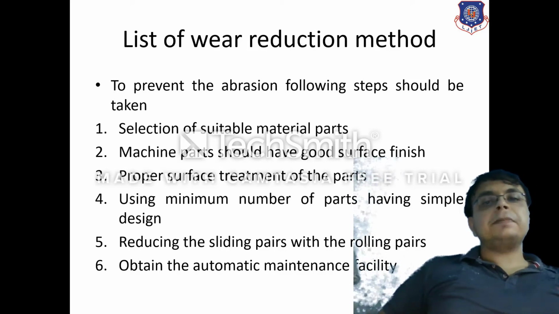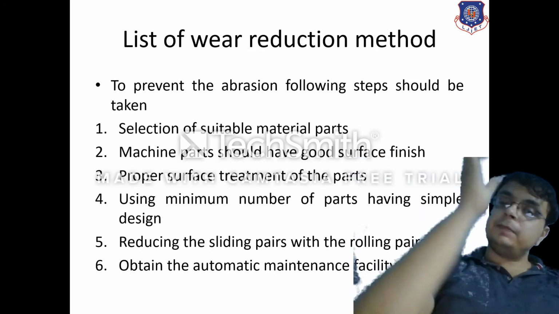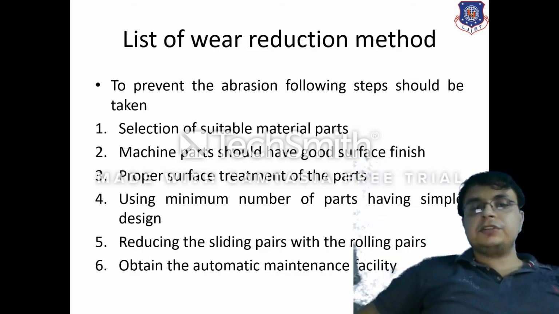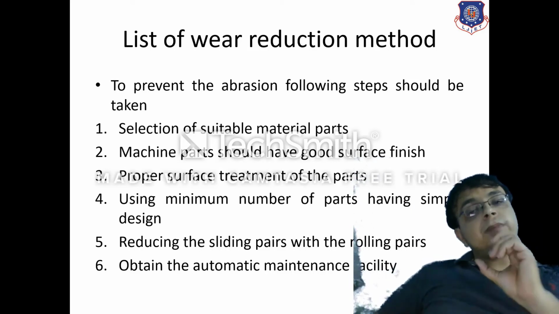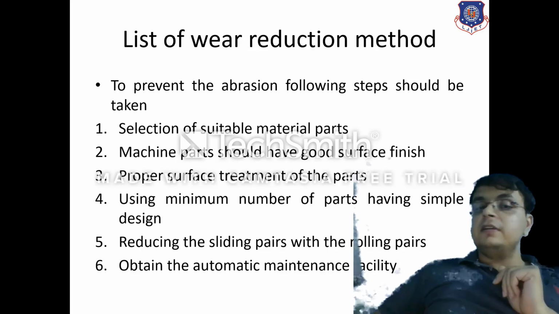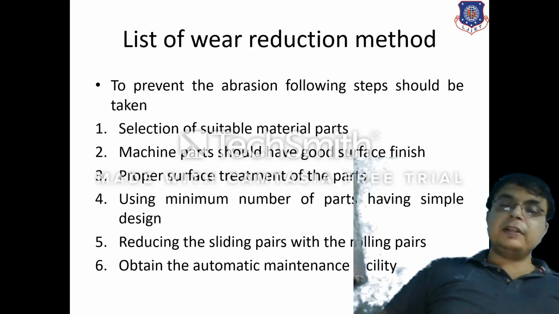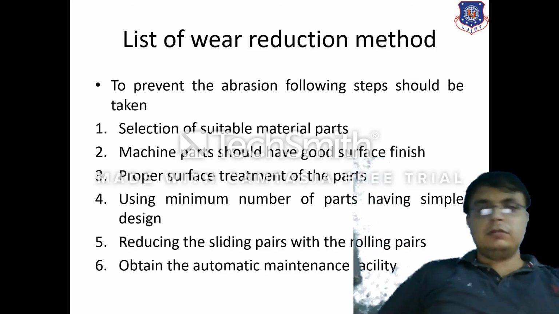So to prevent the abrasion, the following steps are required to be taken. That is, select a suitable material, the perfect material that is required. Machine parts should have a good surface finish. Proper surface treatment should be done. Use of the minimum number of parts having a simple design should be done. Reduction in the sliding pair with the roller pair should be done. An automatic maintenance facility should be made. So this is how the wear reduction can take place.